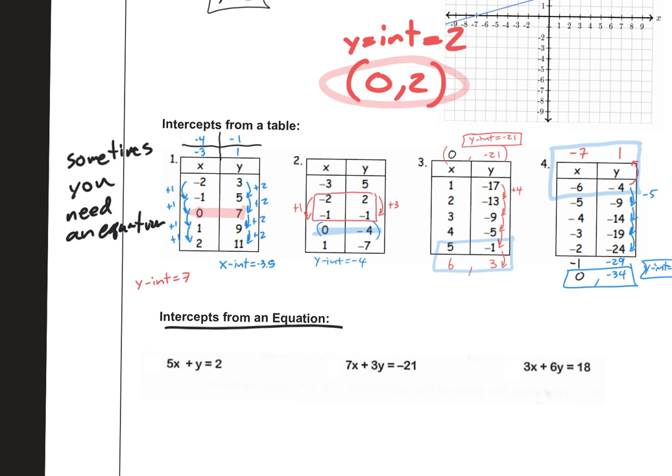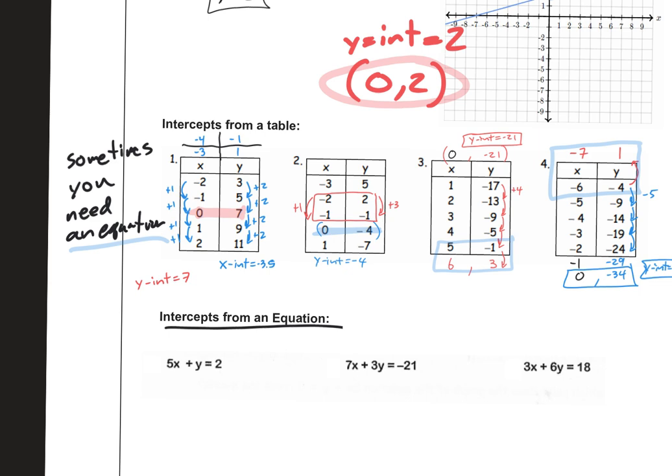You might need to have a little bit more work if they give you a table. And if they get some really tricky ones in class, I'm happy to show you some examples of what you really need to do there. But in my opinion, what you're going to need to do is just write an equation and use your equation to find your intercepts.